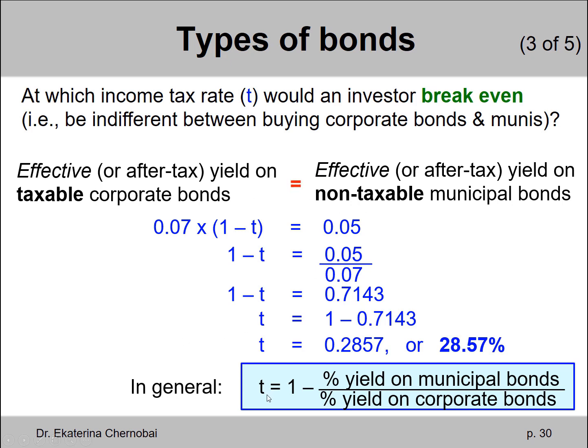So to find the break-even tax rate, you do 1 minus a fraction where in the numerator you have the percentage yield on municipal bonds, and in the denominator you have the percentage yield on corporate bonds.